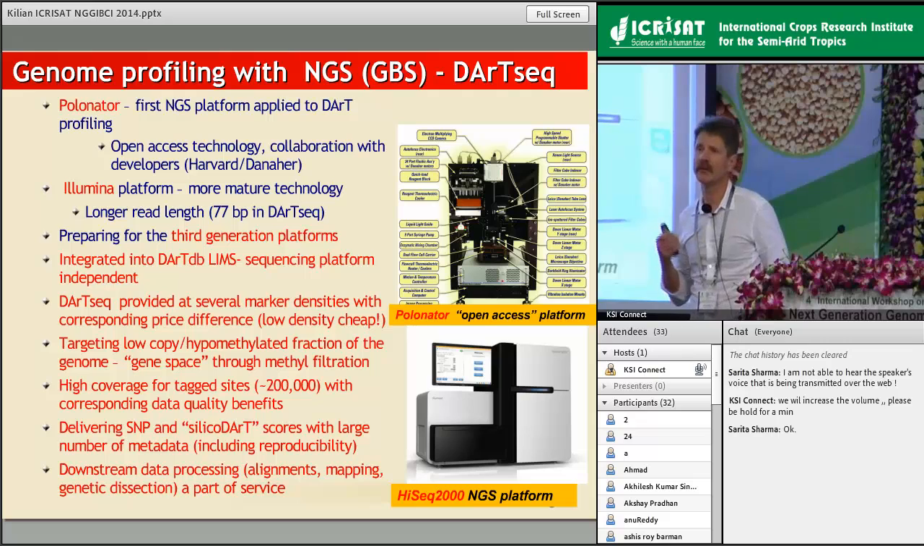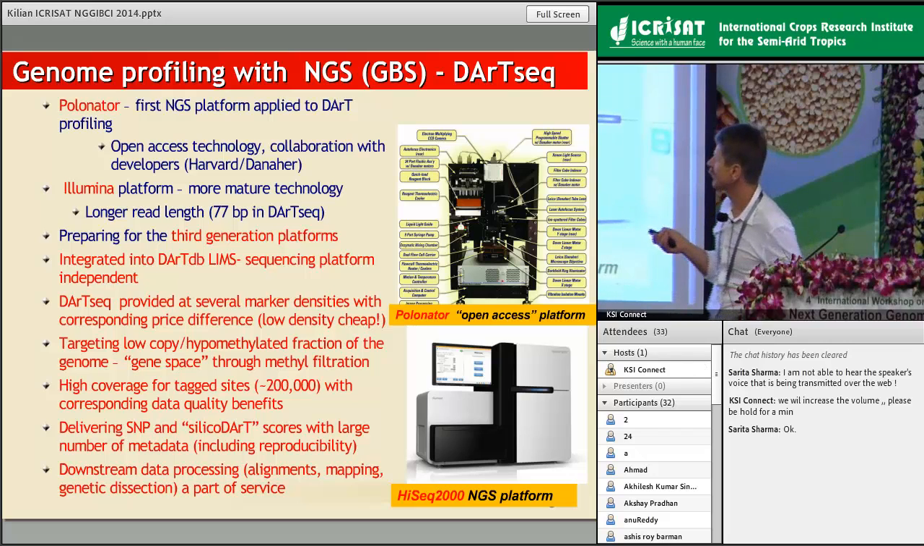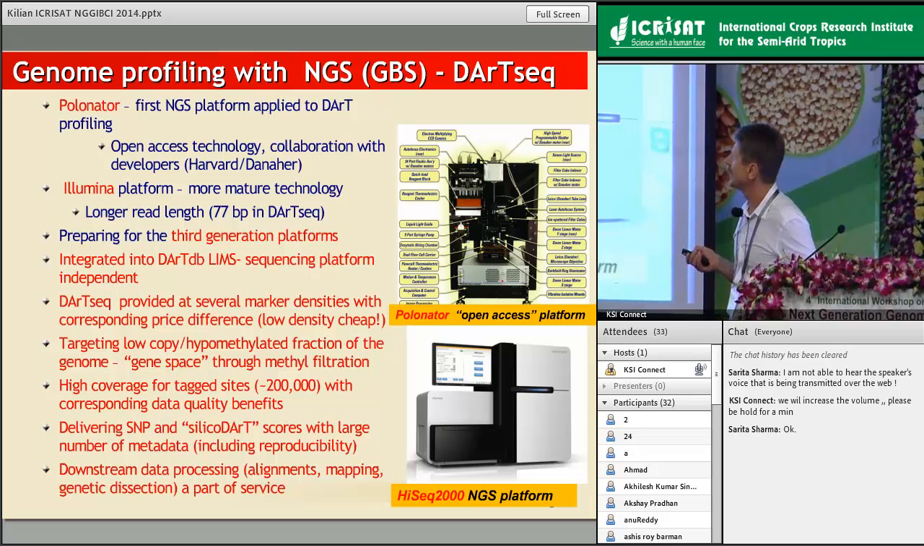Very importantly, when developing the DArTseq platform, we made sure that it's a very generic platform that we can plug any sequence data from any sequencer into, whatever is the cheapest. So we're not bound to a particular sequencing platform provider. We spent a lot of time integrating these into a laboratory information management system and online ordering system.